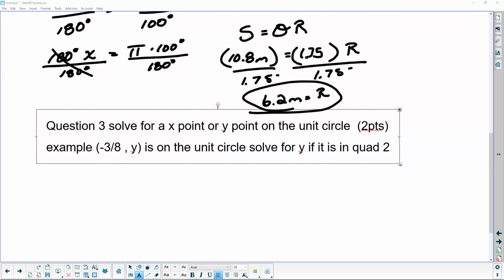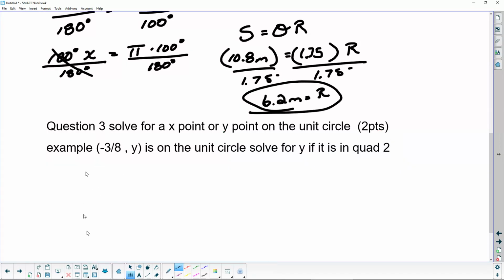So in this one, pretty straightforward. We're going to use x squared plus y squared equals 1. Let's use a little bit different color today. So x squared plus y squared equals 1, and we're going to solve for y. Y is going to be positive, so x squared is negative 3/8 squared plus y squared equals 1.